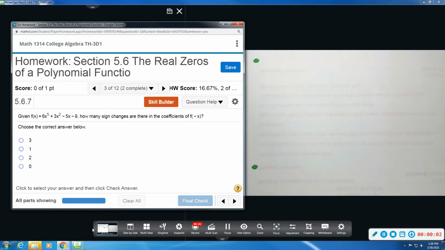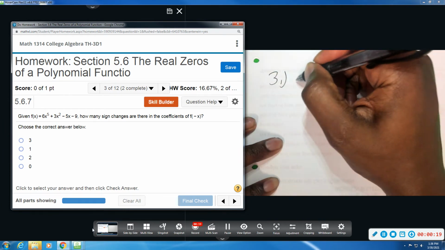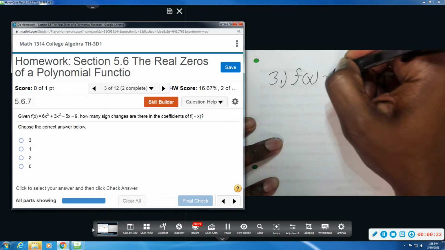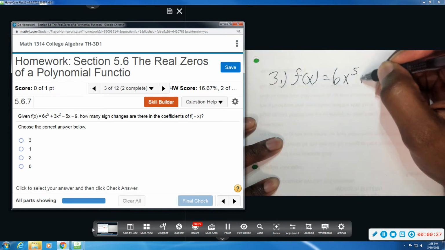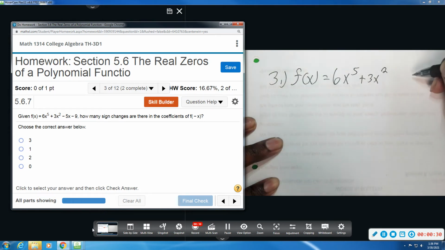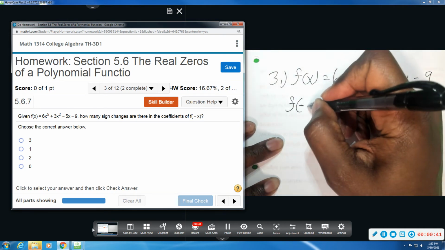Okay, number 3, we're given a polynomial, and we want to know how many sign changes are there in the coefficients of f of negative x. Okay, so given our original polynomial, f of x equals 6x to the 5th plus 3x squared minus 5x minus 9. We're going to plug in f of negative x.